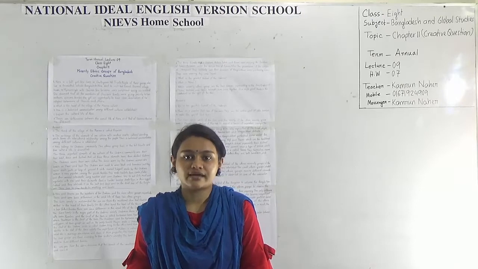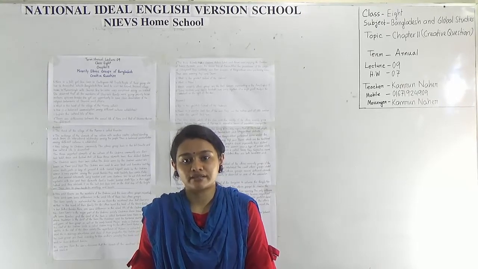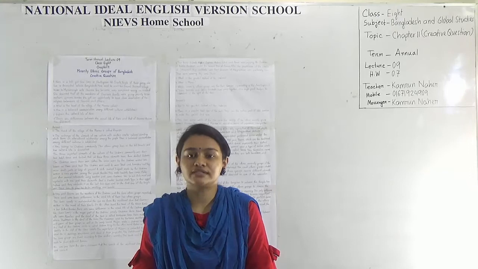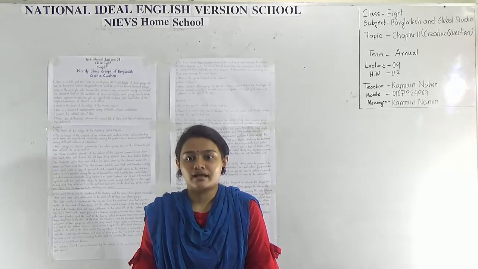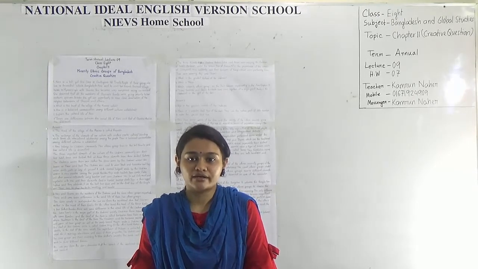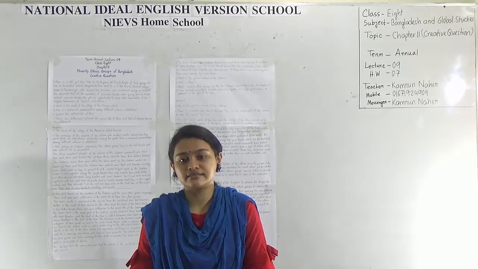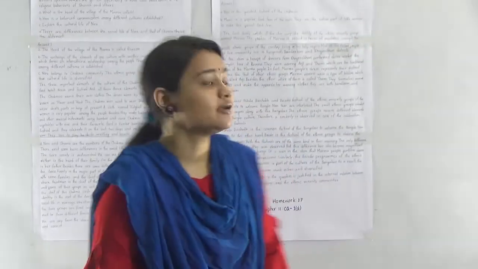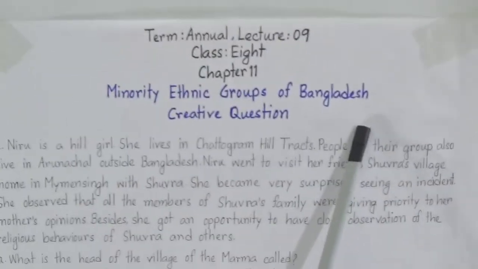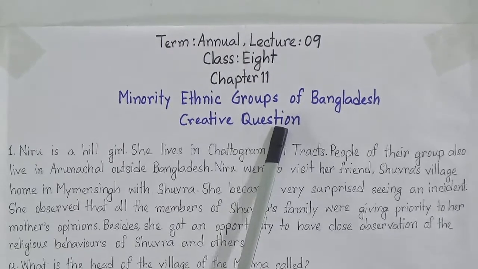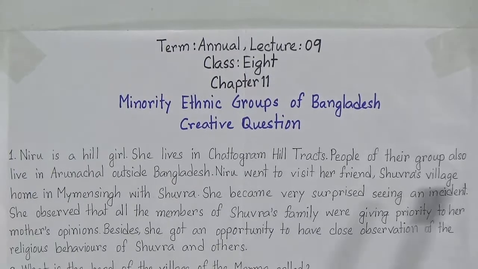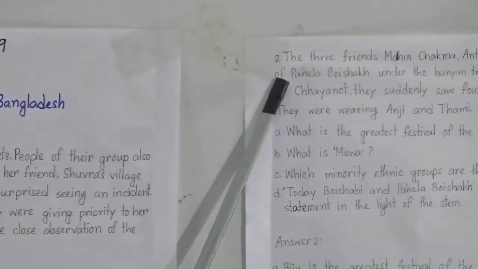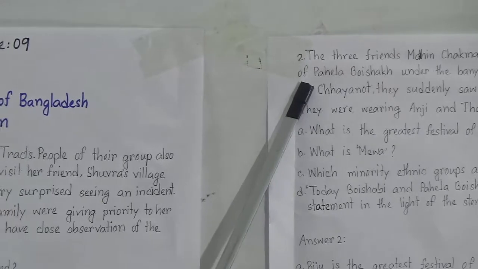My dear students of class 8, today I am going to take your Bangladesh and Global Studies class. So all of you take your book and go to page number 140. Today we will discuss creative question answer from chapter 11, and the name of this chapter is the minority ethnic groups of Bangladesh. Our creative questions are 1 and 2 from this chapter, that means page 140. So let's start our class.